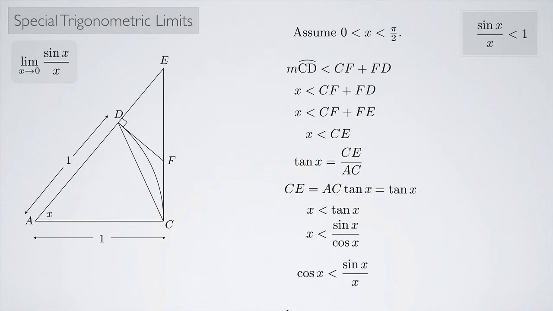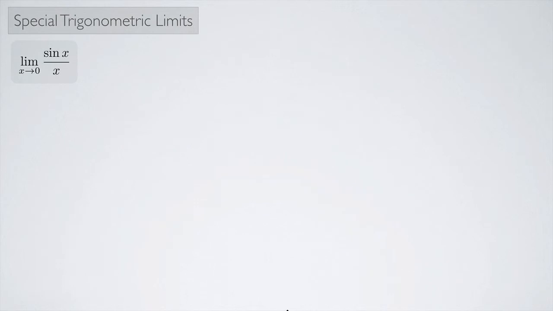And then I can rearrange this inequality as the cosine of x is less than sine of x over x. And remember, x was assumed to be between 0 and pi over 2 here, so I don't have to worry about x being negative at all. So I don't have to worry about switching the sign of the inequality. All right, so now I have my two inequalities. So I have sine of x over x is less than 1 and cosine of x is less than sine of x over x. I can combine these into one inequality.